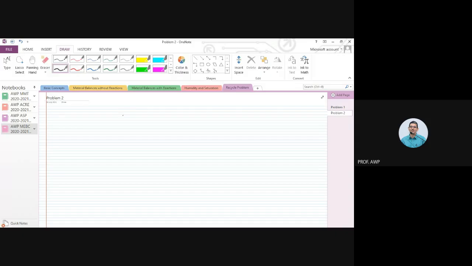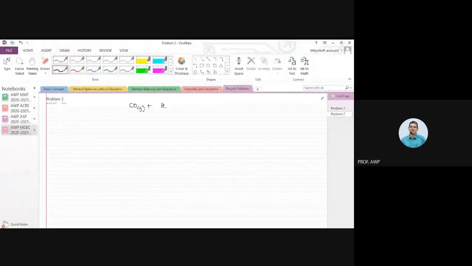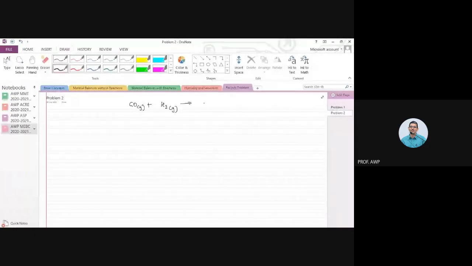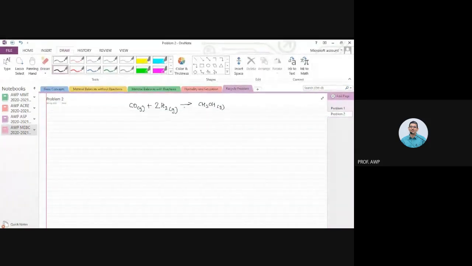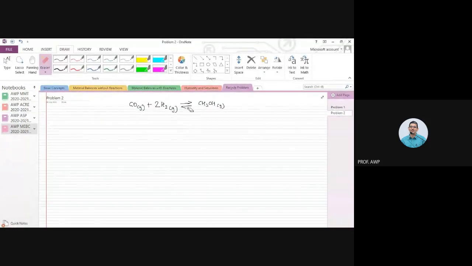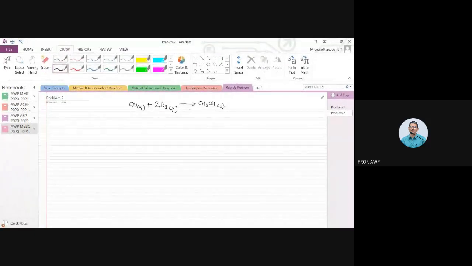We are making methanol. We are reacting carbon monoxide and hydrogen in the gas phase to give us methanol in the gas phase. This is a high temperature and high pressure reaction. Let me do you a favor. I will balance the reaction as well. So carbon monoxide plus hydrogen giving you methanol. Now, obviously, this is an equilibrium reaction, right? For the purpose of the problem, for simplicity, we are just assuming that it is irreversible.